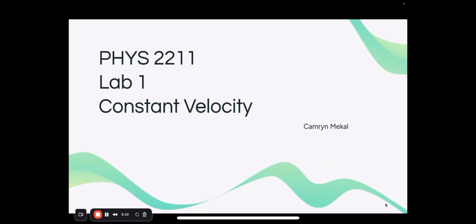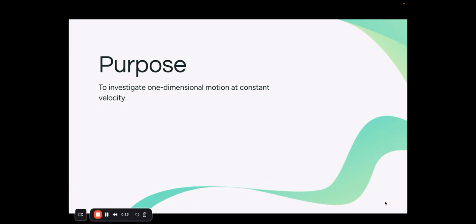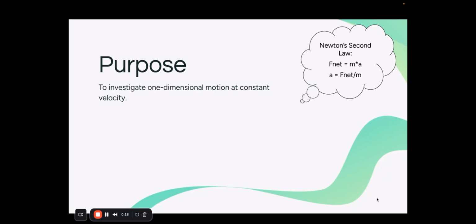This is my lab report for Lab 1, constant velocity. The purpose of this lab is to investigate one-dimensional motion at constant velocity. In formula form, Newton's second law is commonly written as F equals ma, which means the net force acting on an object equals its mass times its acceleration.